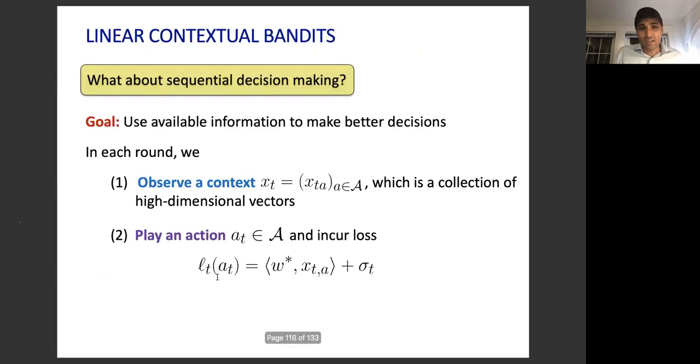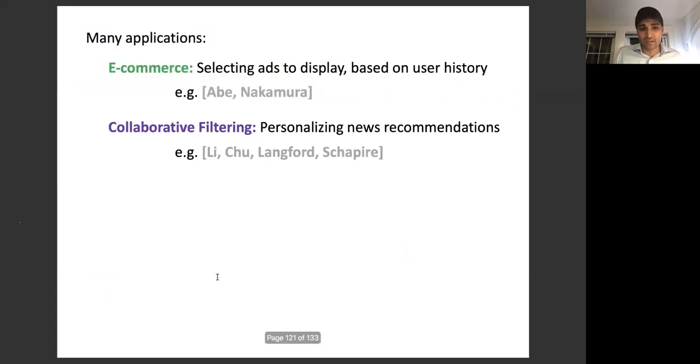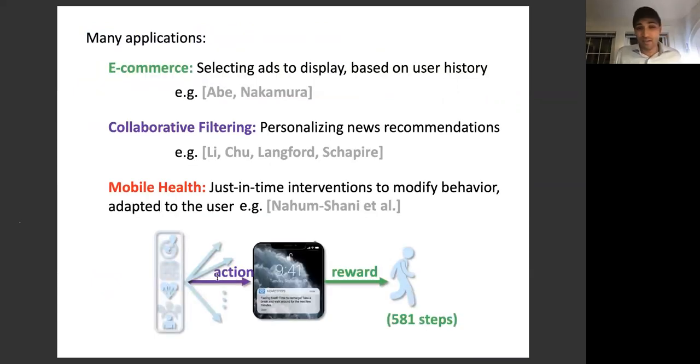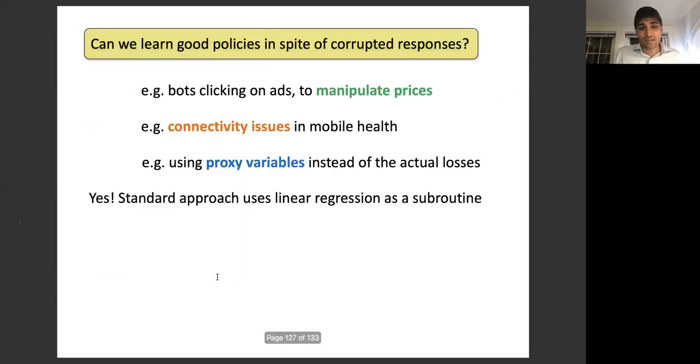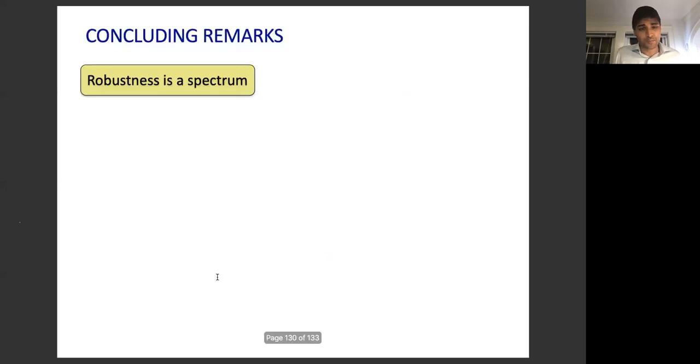In fact, you can even extend these things to what's called linear contextual bandits that have a lot of applications in e-commerce, collaborative filtering, mobile health. And we can get the same types of guarantees just because linear contextual bandits are very related to the online linear regression problem. So I'll basically stop there with the technical portion, and I'll just conclude with some parting philosophical thoughts.